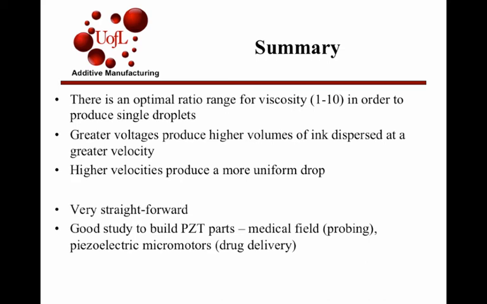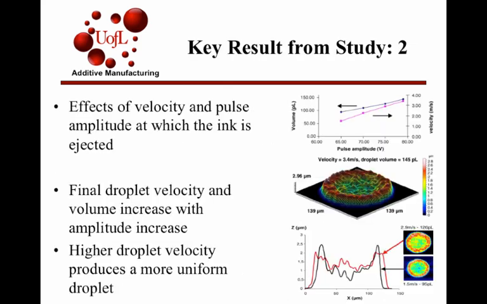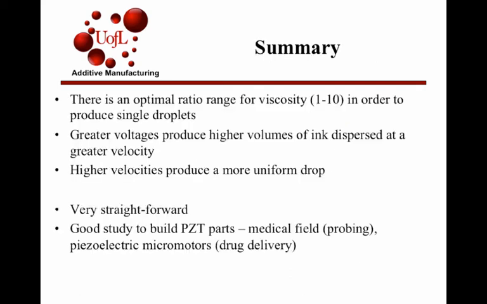And by achieving this, you'll create droplets in the optimal range, and it'll be a single drop instead of being either too small or creating a column of beads. And then the higher the voltage produces a higher volume, which we can see here. The higher the voltage increases, volume also increases, and so does velocity. And then higher velocities produce uniform drops.